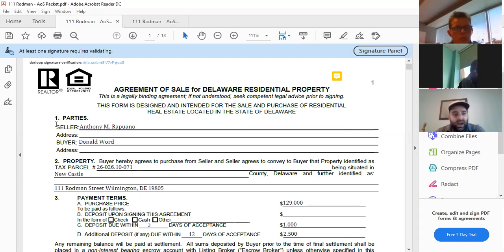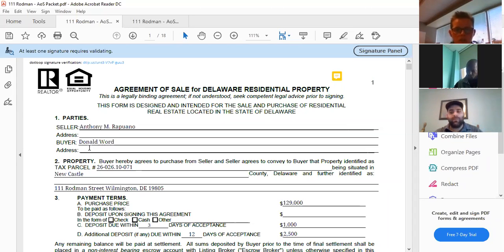Section 1, like Bean and I always discuss, is very important because this identifies the seller and the buyer. We really would like to see the people's addresses here, and let me tell you why that's important. Once you go under contract, your buyer is going to choose an attorney, and your attorney is going to need a way to get in touch with not only your buyer, but the seller.